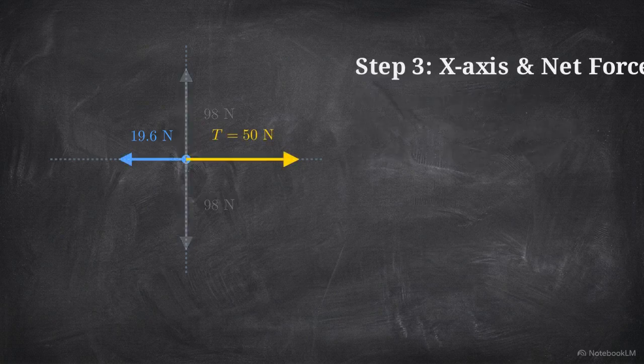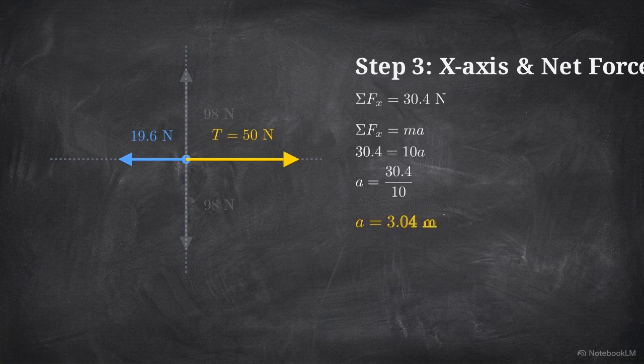Step 3 is resolving the x-axis. 50 newtons of tension pulling right minus 19.6 newtons of friction pulling left leaves a net force of 30.4 newtons to the right. Applying F equals ma, we divide that net force by our 10-kilogram mass to find our final acceleration, 3.04 meters per second squared.